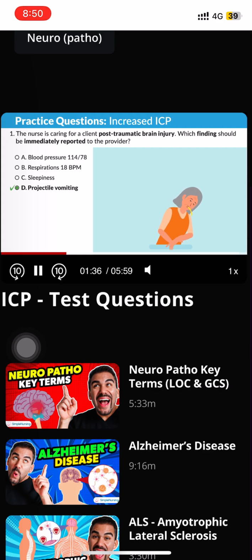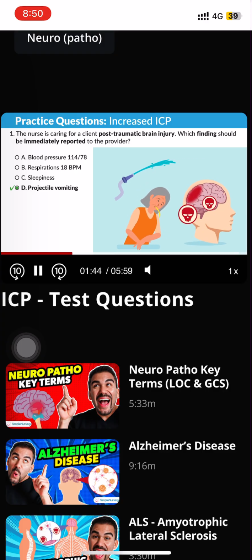So this key term, projectile vomiting, looks like a stream of water from a water hose. The vomit comes out just like this. Now, this is a big indication of a critical brain injury.